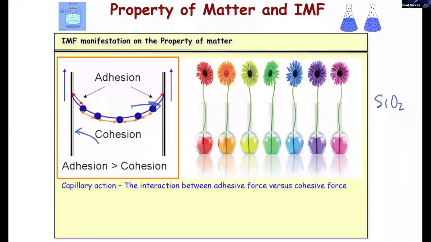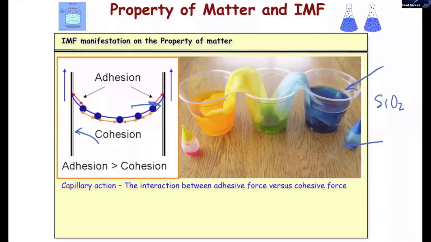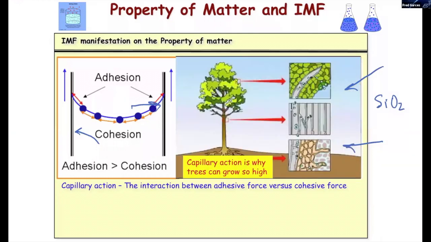That's why you can have colored flowers if you put food dye in water, because of the capillary action in the stems of plants. And you can do this experiment if you want, which we do. And that's the reason why trees hundreds of feet tall can actually suck water from the ground because of capillary action. Okay.